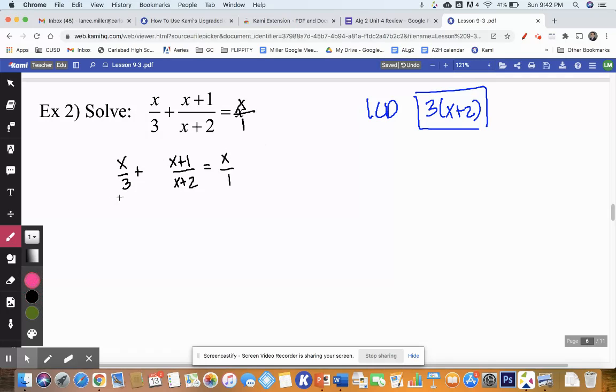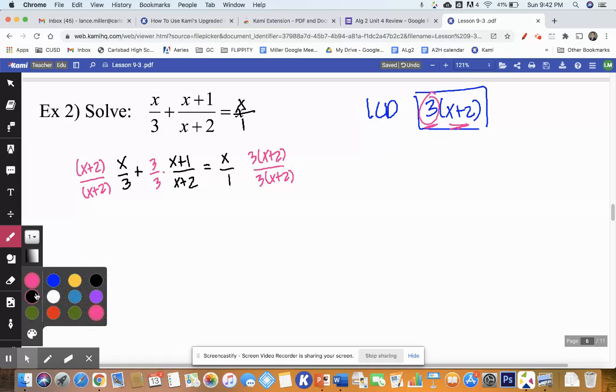On the left-hand side, I have a 3. I'm missing the x plus 2. So let's multiply by x plus 2 over x plus 2. In the middle term, I have the x plus 2. I'm missing the 3. So let's multiply by 3 over 3. On the right-hand side, I have a 1. So I'm missing the 3 and the x plus 2. So 3 times x plus 2 over 3 times x plus 2. Okay, lots of multiplying out here.